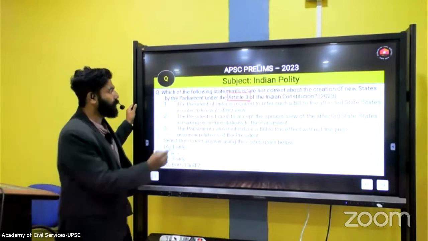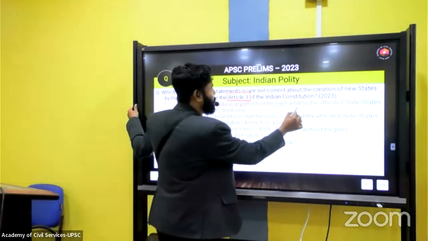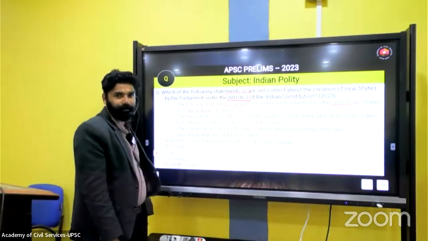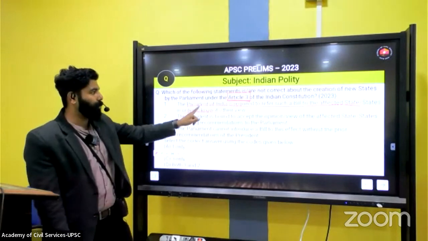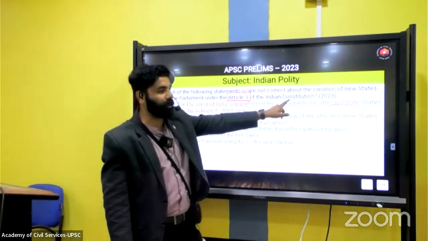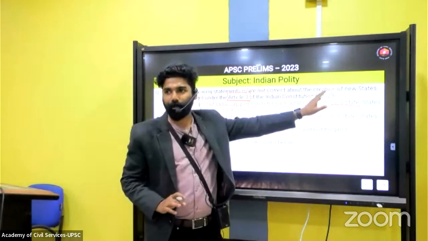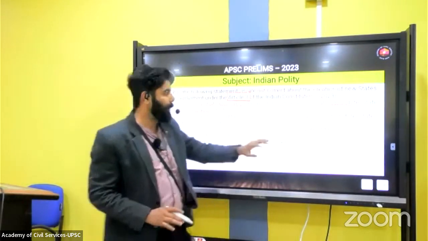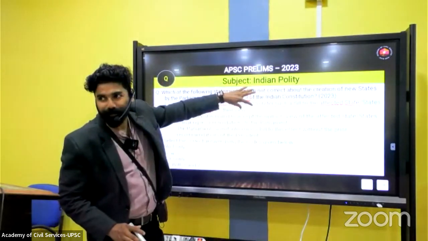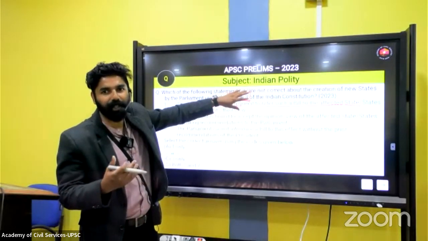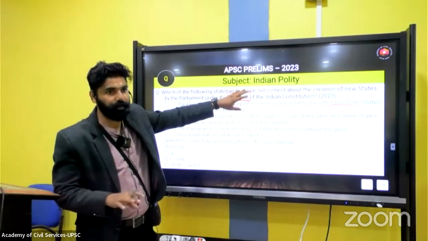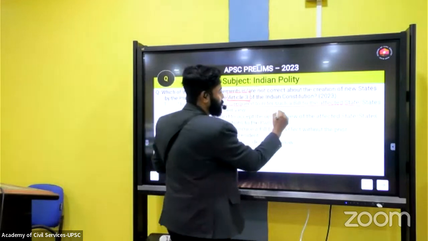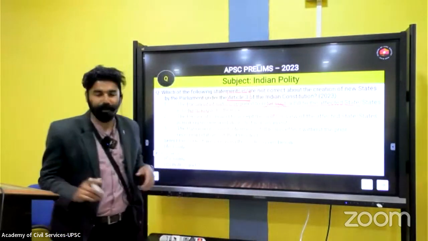Statement 1: The President of India is required to refer the bill to affected states in order to know their views. The President is required to refer such a bill to the affected state for expressing their view. Do you agree? The President will send it for expressing the view. And there is no unusual keyword like "not be" or "cannot be". It is giving us some information. These are known as general statements, giving you information, mostly correct.